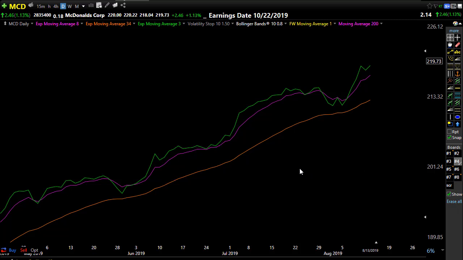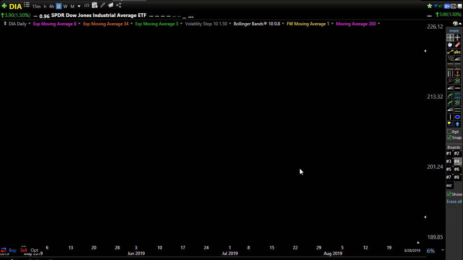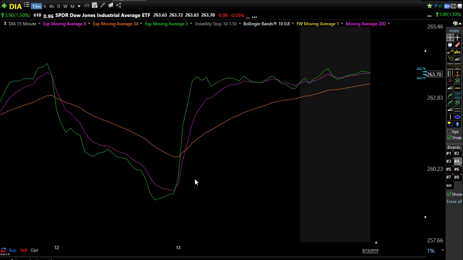Right Way Options folks will tell you that I said this today, early on in the day, looking at a 15-minute chart after that big pop in the Dow. Here's a 15-minute chart. How many are in here? Just type a Y if you remember me saying this. It could be possible that we could consolidate all the rest of the day until that 34 EMA has a chance to catch up.